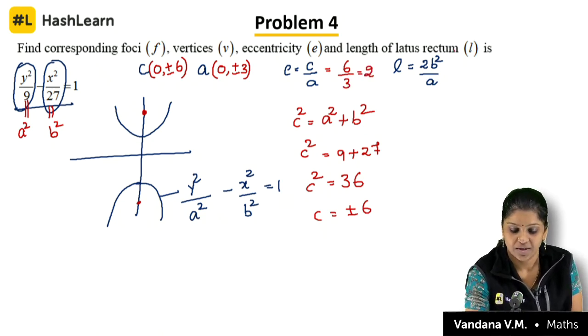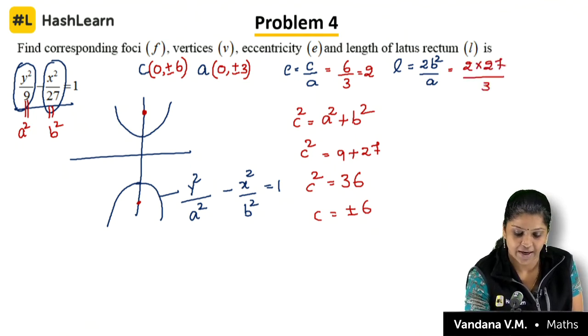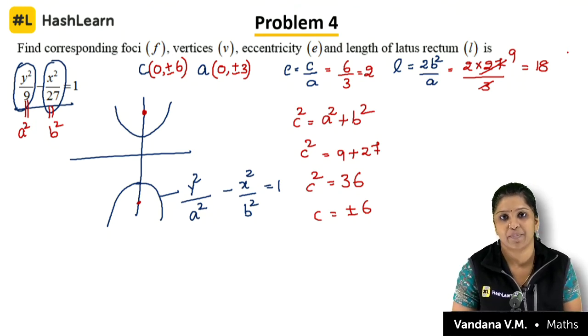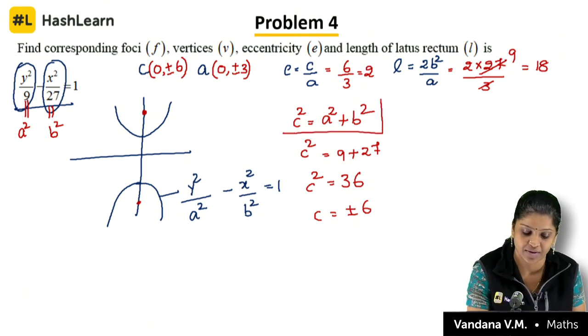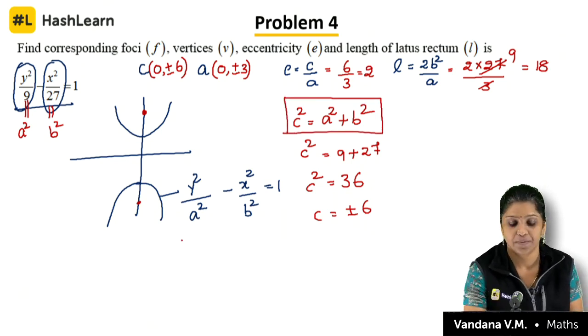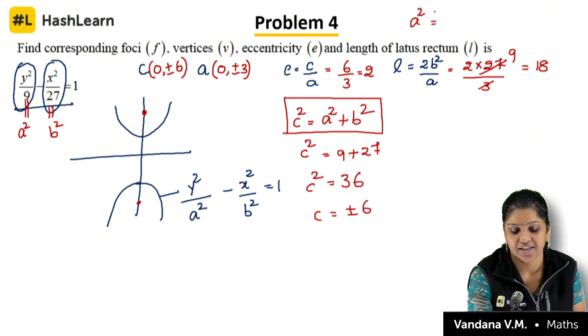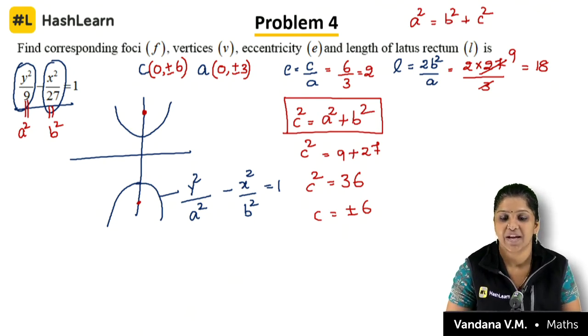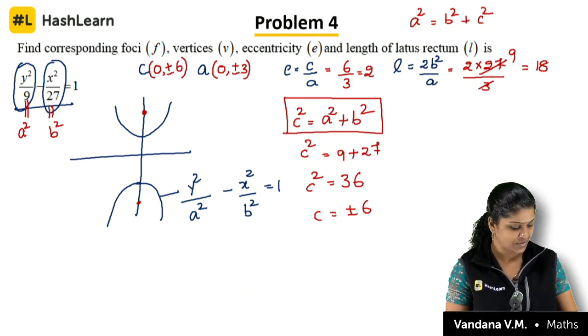Next, find out the length of the latus rectum. 2 into 27 by a. 3 ones are 3, 3 nines are, that is 18. Clear, children? So, if you know ellipse properly, you can easily do hyperbola. Only thing is, you should remember this relation. There in the ellipse, the relation is a square is equal to b square plus c square. Here, the relation is c square is equal to a square plus b square. Clear, children? Any doubts? No? Okay, next.